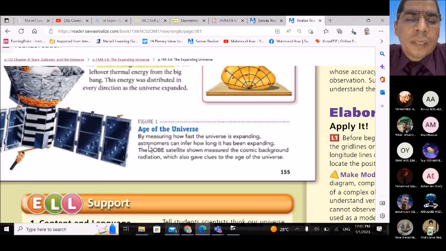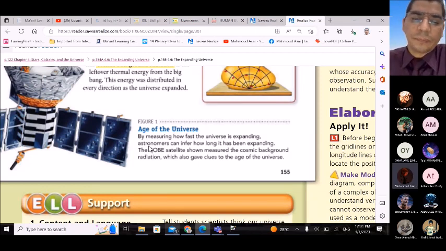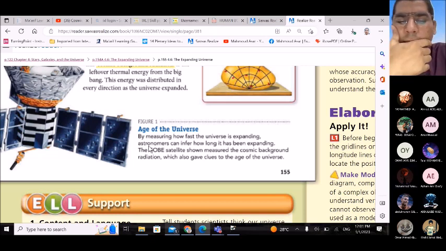The age of the universe. By measuring how fast the universe is expanding, astronomers can infer how long it has been expanding. The COBE satellite, shown here, measured the cosmic background radiation, which also gave clues to the age of the universe. So we can find out the age of the universe by using this evidence.